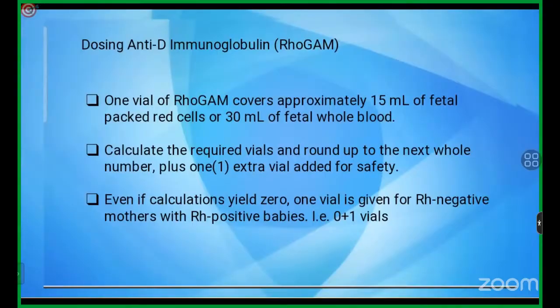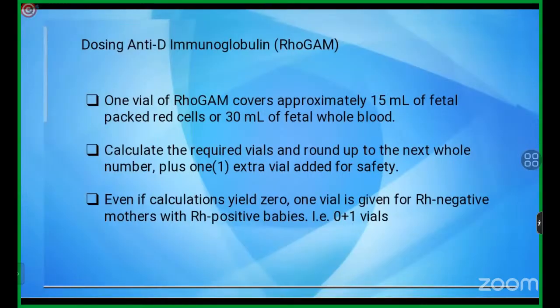Now, how do we dose? How do we calculate the dosage? One vial of RhoGAM covers approximately 15 mils of fetal packed red cells, or 30 mils of fetal whole blood. Now, this is where 30 comes from. So it's either 15 mils of packed red cells or 30 mils of fetal whole blood.